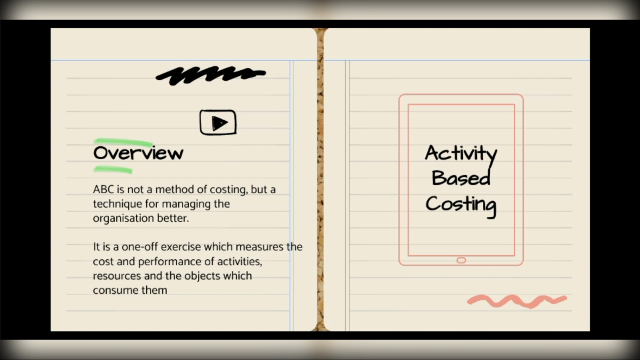An overview of activity-based costing. Activity-based costing is not a method but a technique for managing the organization to be better. It is a one-off exercise which measures the cost and performance of activities, resources, and the objects which consume them. And to be sure, ABM involves an ABC to provide management reporting and also decision making.